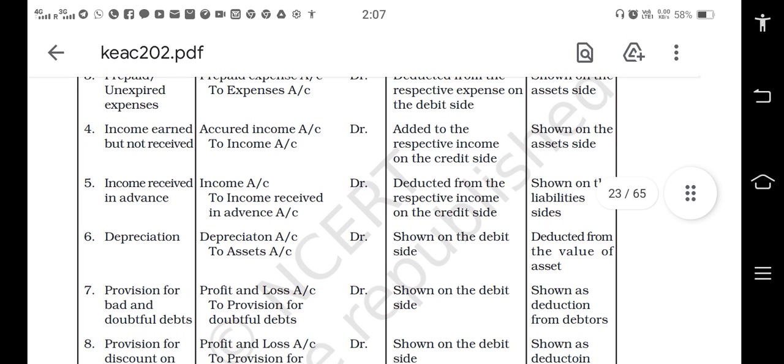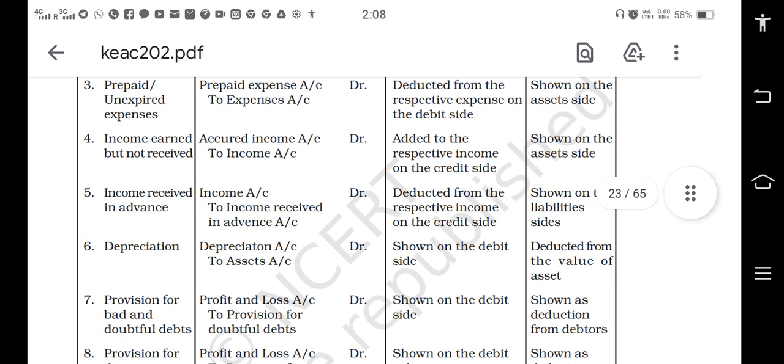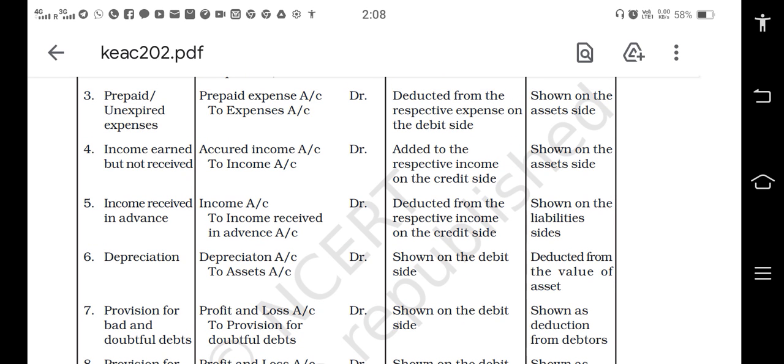Okay, these two things, income received in advance and accrued income, what is the difference between them? One is income earned but not received. Income received in advance means income not earned but received in advance. This is the difference between these two terms. Accrued income means income earned but not received, and income received in advance means income not earned but came in advance. So that income we consider as a liability, so on the liability side we have to show it.